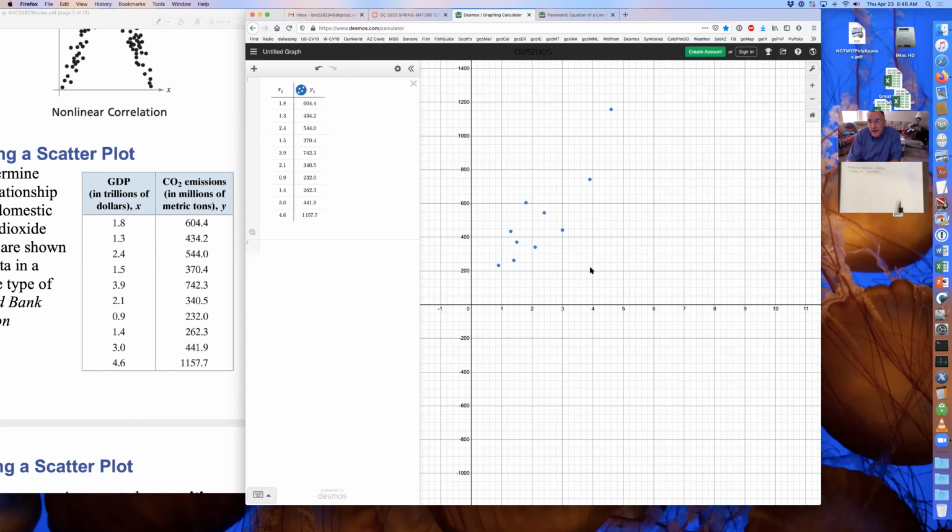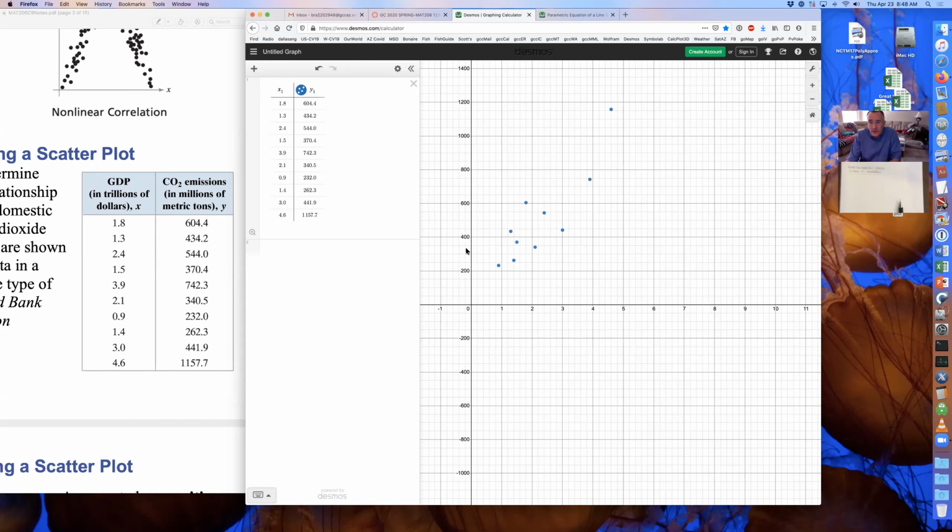If you were making it by hand, of course, you'd make a scale for the x, you'd make a scale for the y. Here, Desmos has chosen to go by ones on the x. And of course, what is that in? 1 trillion, right? Trillions in the x. And it's going by 200s in the y direction, right? In terms of million metric tons.